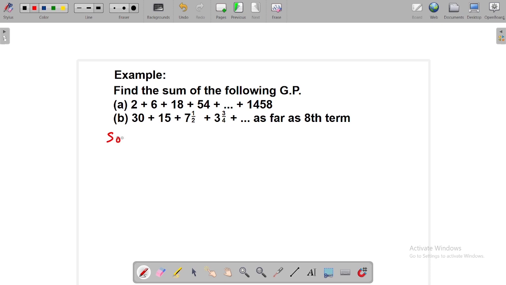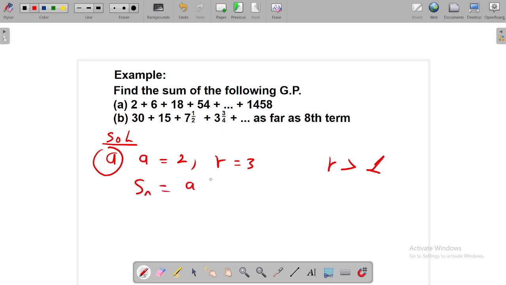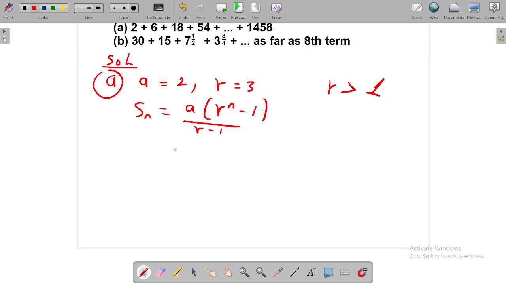Let's see. We know first term is 2 from that A. What of common ratio? Common ratio is 6 divided by 2 or 18 divided by 6, which will give us 3. Now, we know that this r is greater than 1. Since it is greater than 1, the sum of GP we are going to use will be this one, r to the power n all over. But there is a problem here. We can't be able to solve this. Why? Because we don't know the term this is.